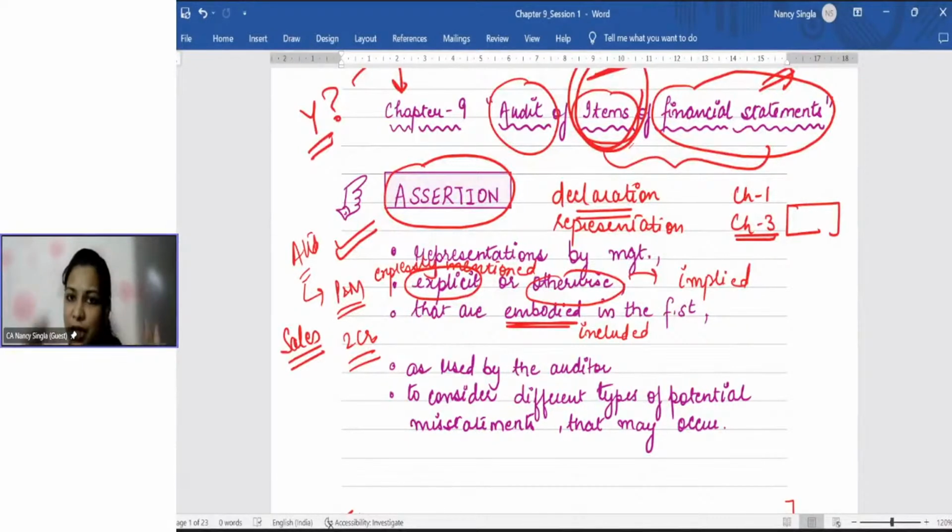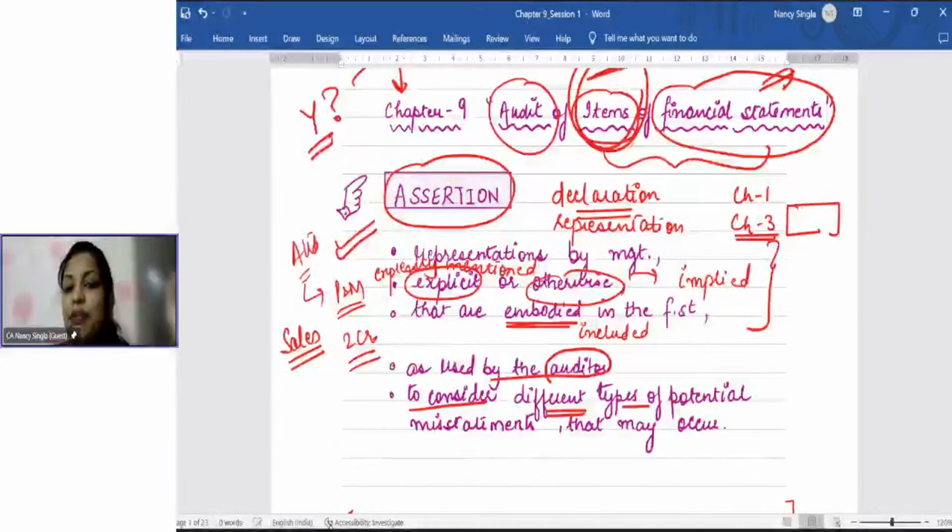ठीक है, एक ब्रीफ आइडिया समझ आ गया। तो पहला पार्ट हमने डिटेल में अंडरस्टैंड किया, representations by management, explicit, expressly mentioned or otherwise. This topic, explicit or otherwise, I have done in detail in chapter number 3, so I am not taking it here again, that are embodied in the financial statement. ठीक है, अब ऑडिटर का क्या रोल है? As used by the auditor, so these assertions only the auditor is going to use to consider different types of potential misstatements that may occur.